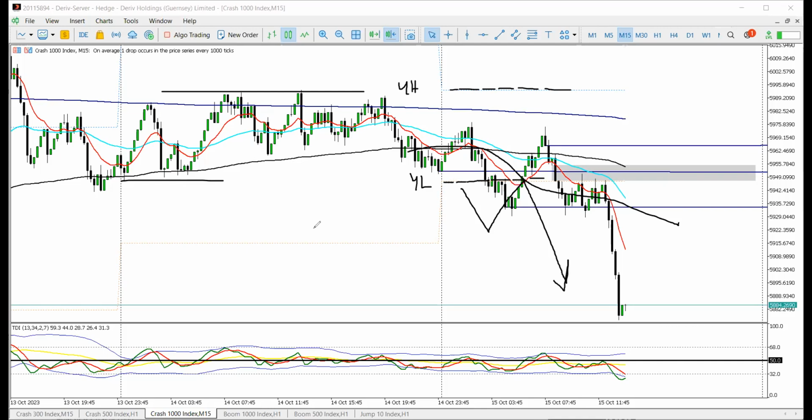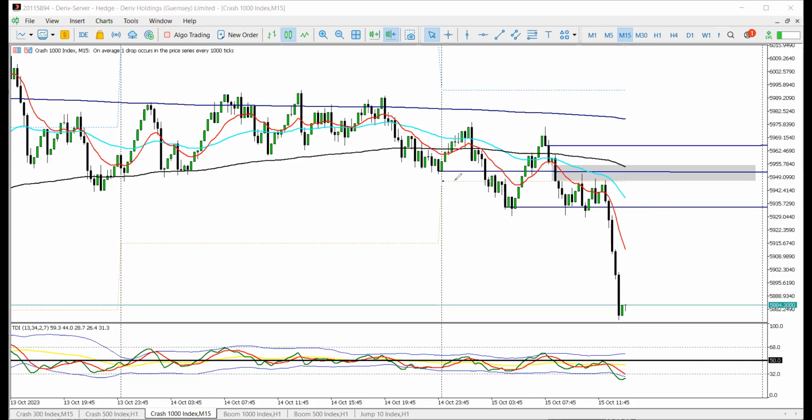Looking at this particular setup, what I noticed is we broke down below the previous day's high, pushed back up, and retested an order block. We came back down again, taking out this low slightly, and you can see this is our previous day's low, right? We came back below.